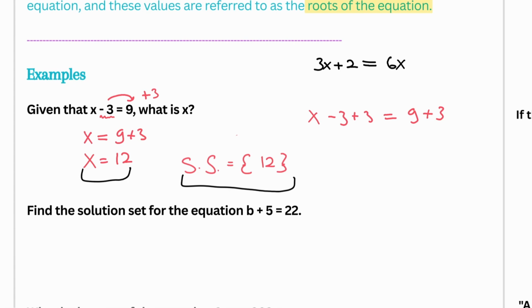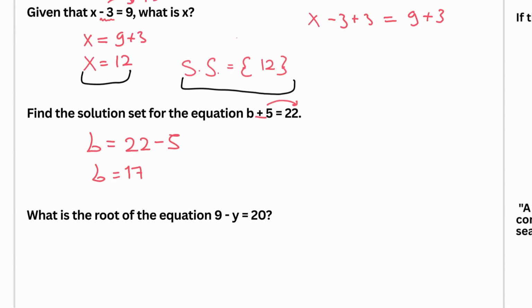Now it's asking to find the solution set for the equation b plus 5 equals 22. We want to isolate the unknown, so we're just going to write b here, and we're going to send 5 to the other side, which means that it's going to turn into a -5, right? Because it's +5 here. It's going to be 22 minus 5. B equals 17.